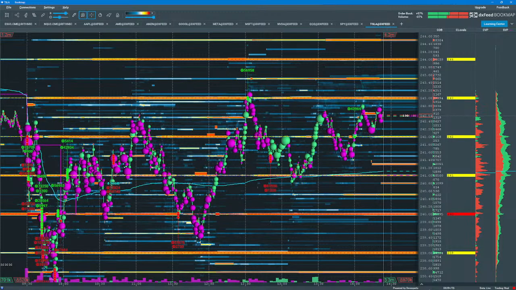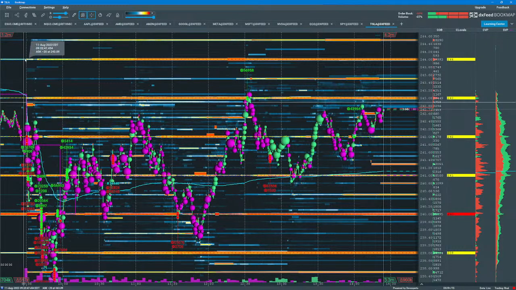All right, so Tesla making a series of higher lows. It looks like it may have slowed down a little bit. 243 was resistance before. All right, that's all the stocks that I had. So let's take a look at the indices. We'll start with the S&P 500.